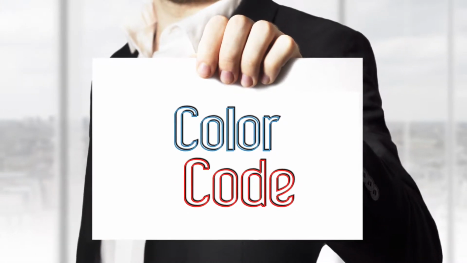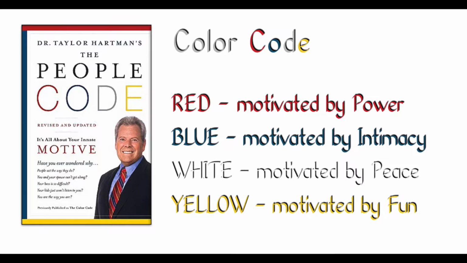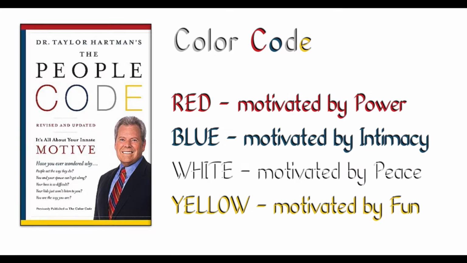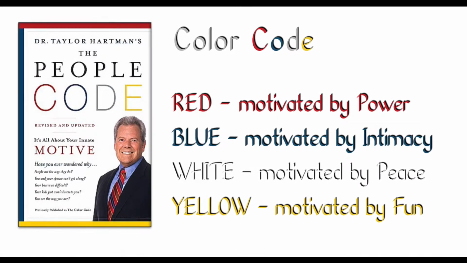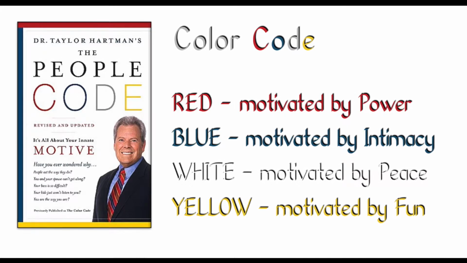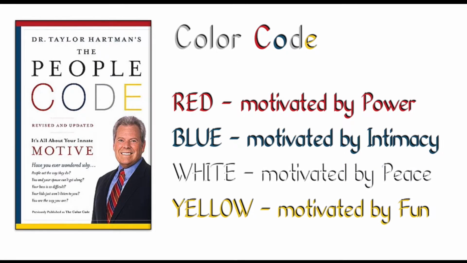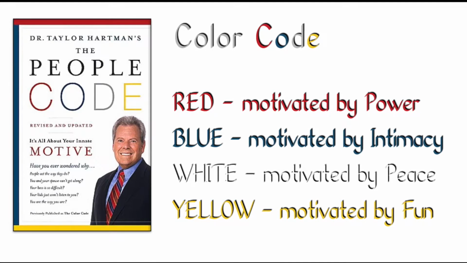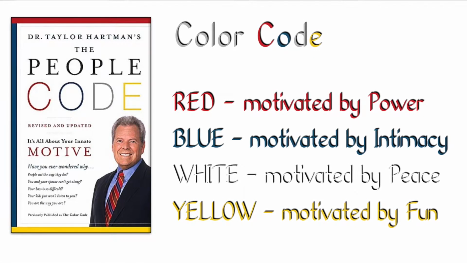The color code personality profile created by Dr. Taylor Hartman once again divides personalities into 4 quadrants and uses a basis of colors: red, motivated by power; blue, motivated by intimacy; white, motivated by peace; and yellow, motivated by fun. The general breakdown suggests that reds comprise 25% of the population, blues 35%, whites 20%, and yellows 20%. A 45-question test assesses one's color.